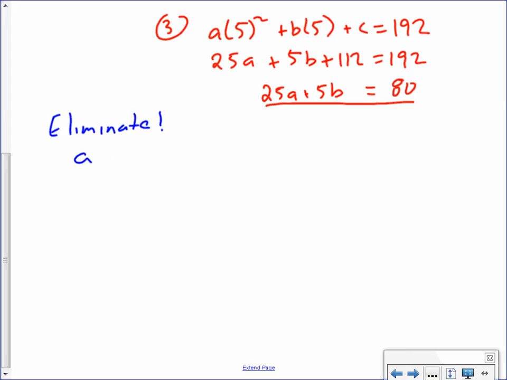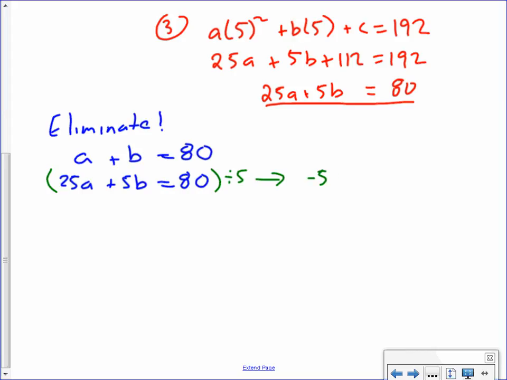Okay, so we had A plus B equals 80, right? And then we had 25A plus 5B equals 80 as well. If you divide, instead, you can multiply this out by -5 if you want. That's fine. But if you divide by -5 to the bottom, you would get -5A minus B equals -16. There it is.